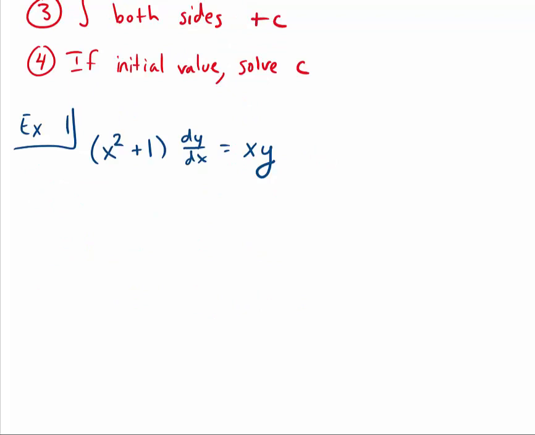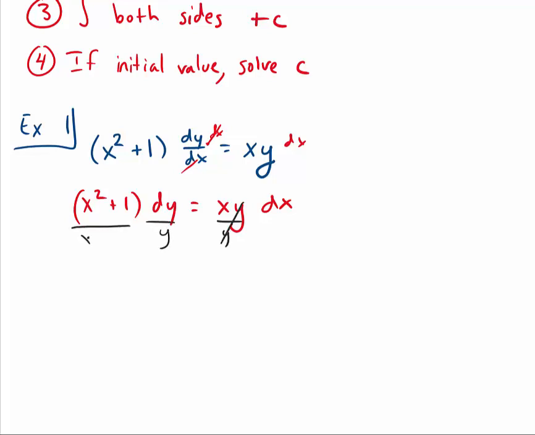So example 1, like I said, we want to get the x on one side, the y on the other side. So what I always kind of do first is just multiply both sides by dx. And so we have x squared plus 1 dy equals xy dx. And then we'd think, okay, we can divide both sides by y to get the y to the other side, and we'll divide both sides by x squared plus 1. And so that gives us dy over y equals x over x squared plus 1 dx.